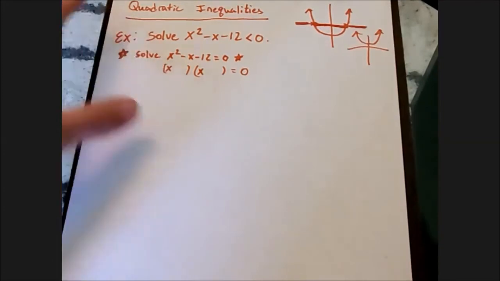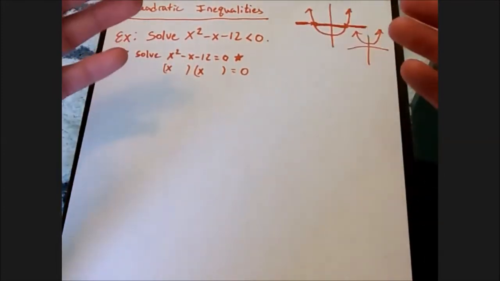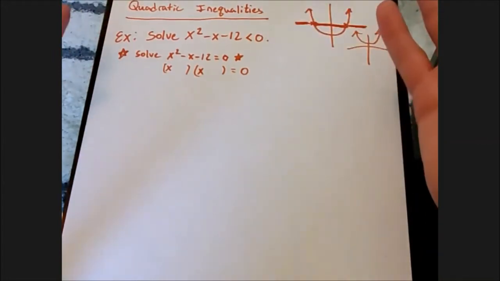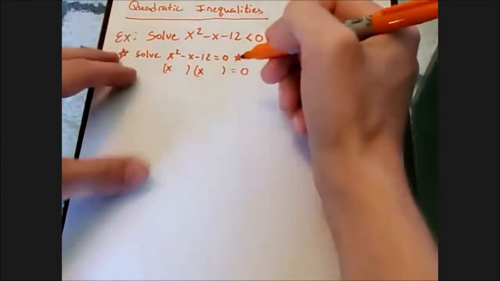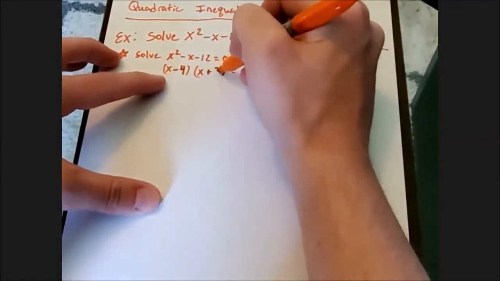Yes, in the chat. Good job, Logan. They are indeed negative 4 and 3. Negative 4 times 3 is negative 12. Negative 4 plus 3 is negative 1. So I'm going to put those in there. Negative 4 and positive 3.